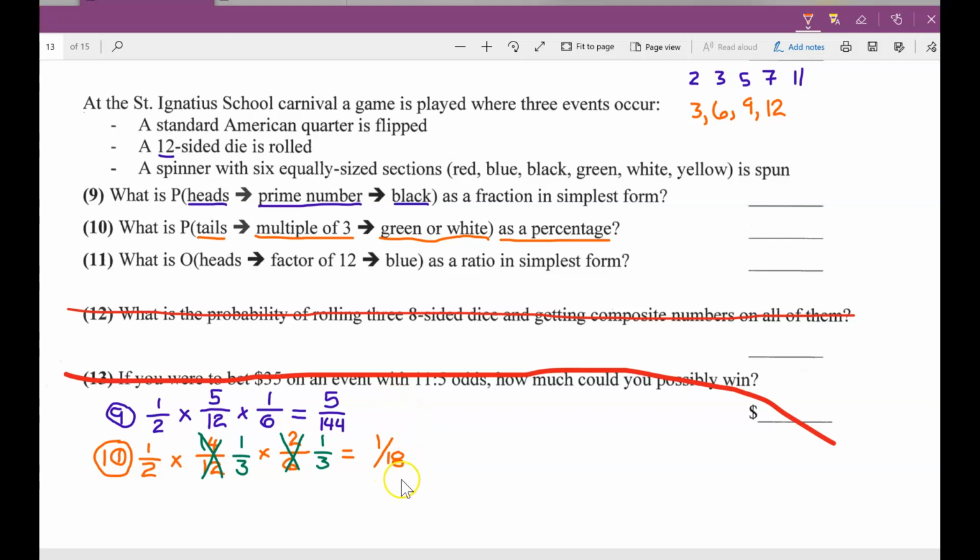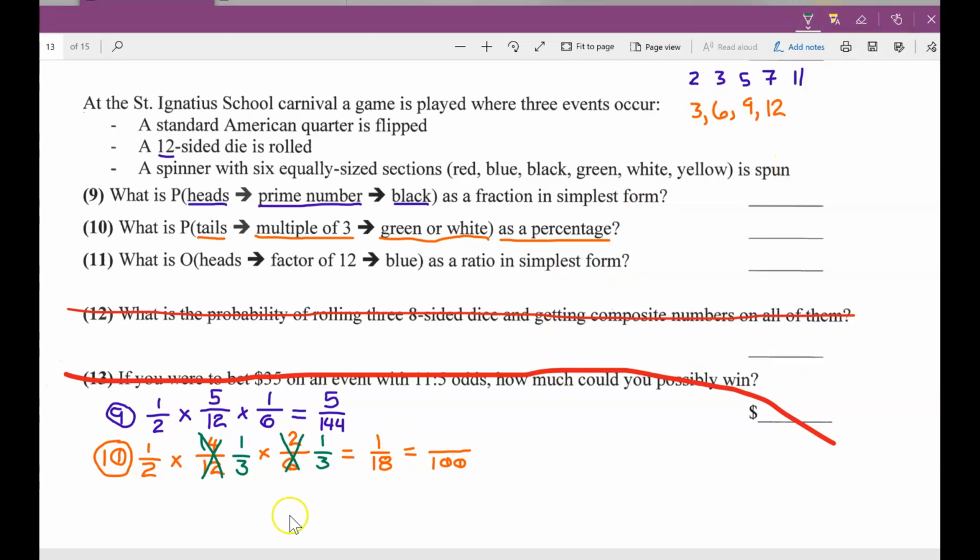How do we calculate that? We're going to take 1 over 18, which is our probability fraction, and we're going to set it equal to an unknown number over 100. So we're setting up a proportion where our probability fraction is here, and the other side has no numerator yet and has 100 as the denominator, because 100 as a denominator is what a percentage is.